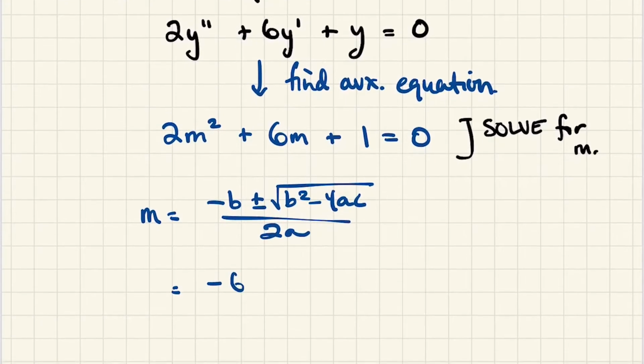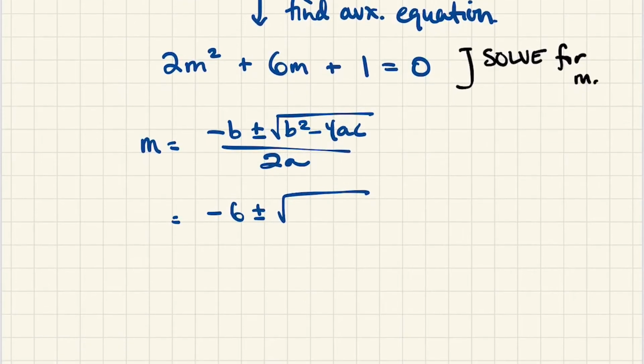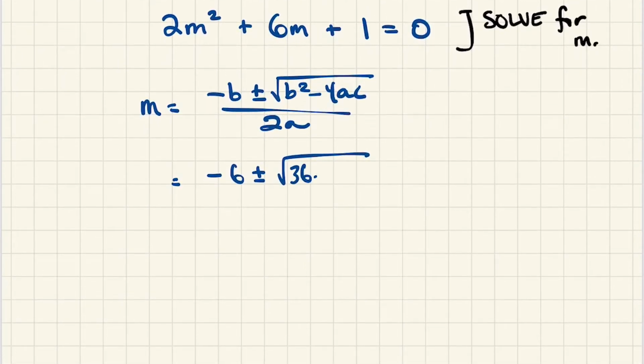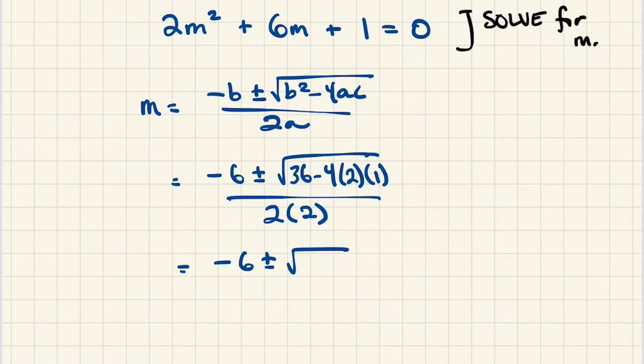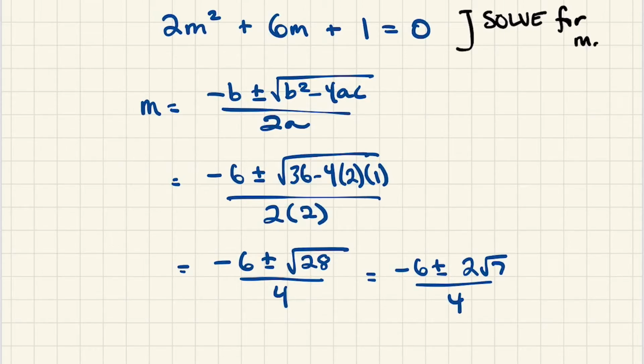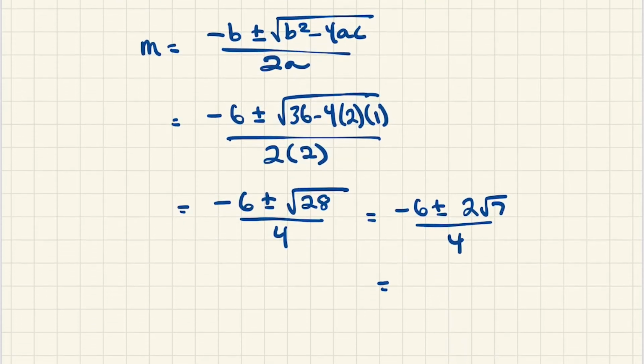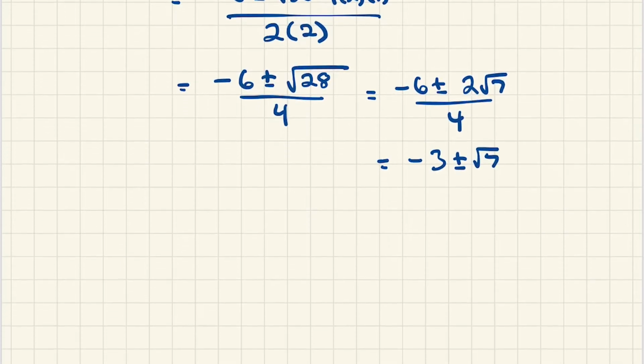So that would be -6 plus or minus the square root of 6 squared, which is 36, minus 4 times a times c, 2 times 2. So 36 minus 8 is 28. That's all over 4. So we get -6 plus or minus 2 root 7 over 4, which is -3 plus or minus root 7 over 2.